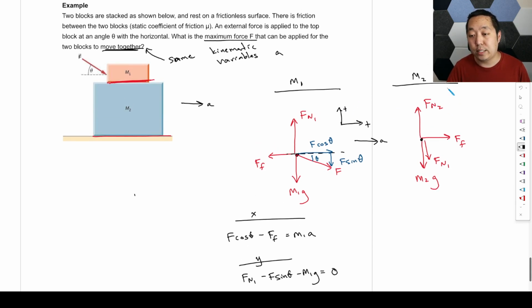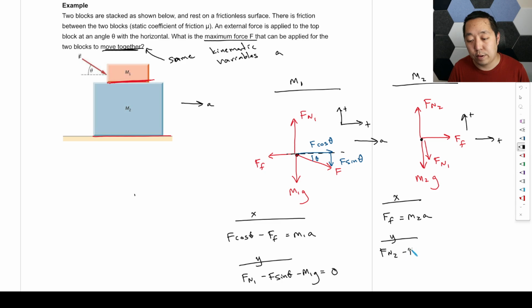Okay, let's go back to M2 over here. Let's look at this guy, his x direction. Well, he's going to have a frictional force to the right. That's equal to M2 times a, so that one's pretty easy. The y direction, if we say up is positive, then we're going to have FN2 pointing up. We're going to have FN1 pointing down. We're going to have M2g pointing down, and that's equal to 0, because the acceleration, again, is in the horizontal direction. There's no y component to that acceleration.